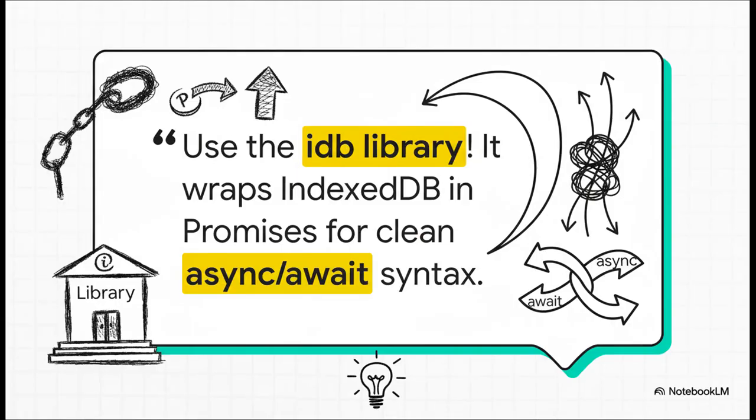But here's the pro tip that basically solves the biggest problem. There's a tiny, amazing library called IDB. What it does is it wraps that old, clunky event system in modern code called promises. This lets you use beautiful, clean, easy-to-read async await syntax. You get all the incredible power of IndexedDB, but with a developer experience that just feels so much better. It really is the best of both worlds.